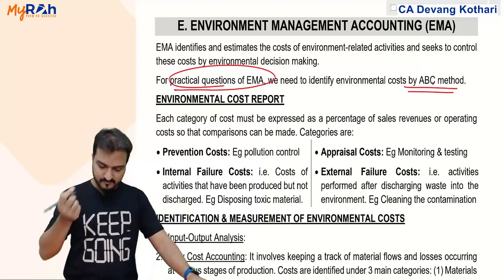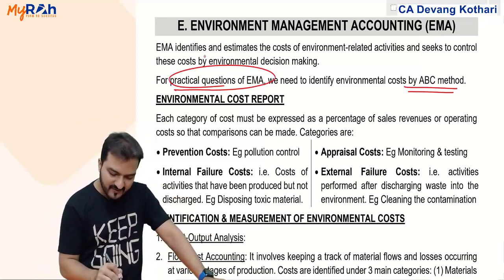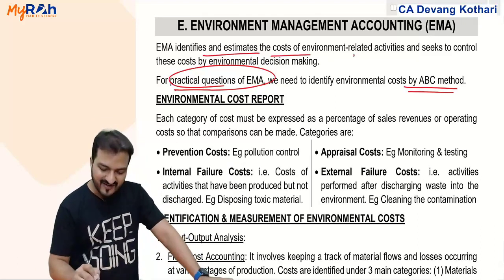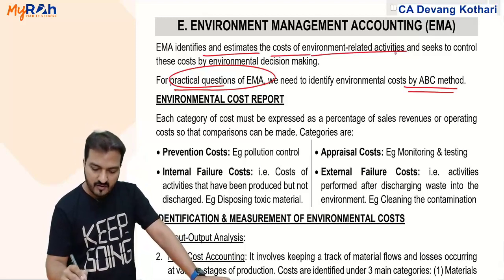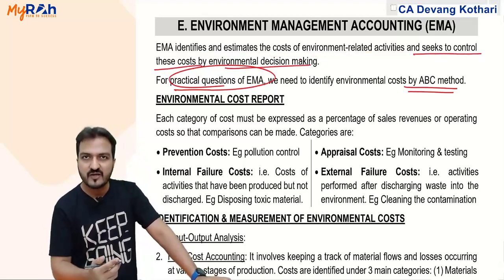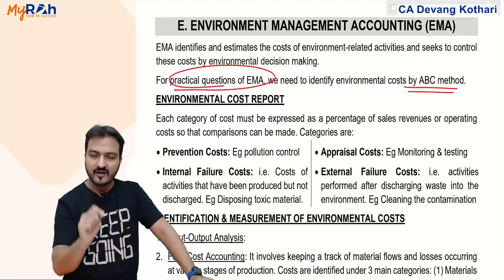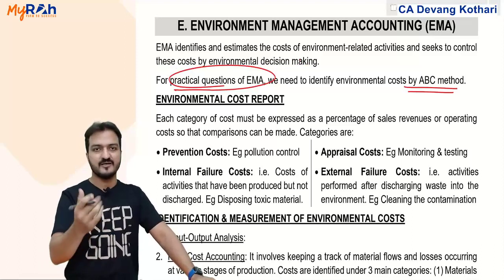Yeah, but the theory in EMA is very small. EMA identifies and estimates costs of environment related activities and seeks to control these costs by environmental decision making. Well, you can control environmental cost if you can identify environment related cost separately.